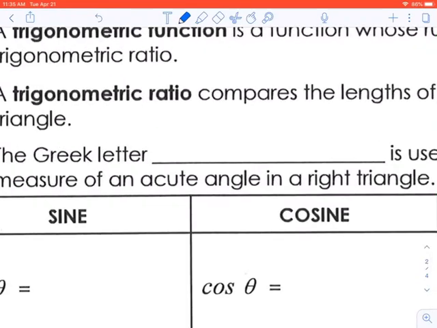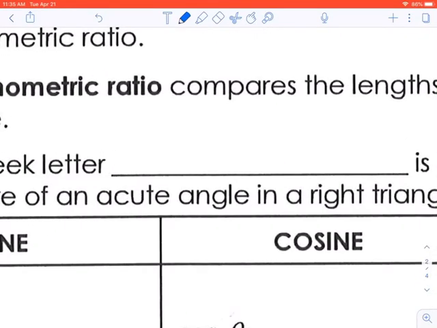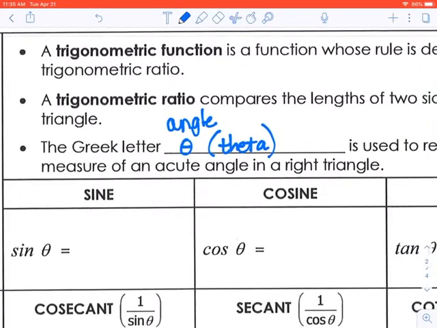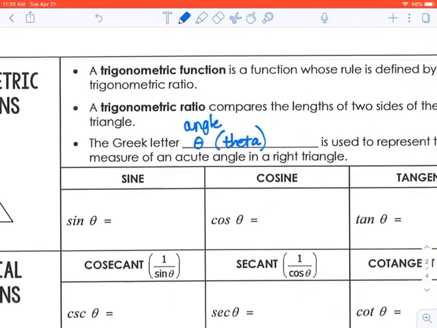We are going to be using the Greek letter theta. It's a circle with like a line through it. It's called theta. So you will see that. This is going to represent the angle. Okay? So whenever you see theta, you're going to represent an angle. 30 degrees, 22 degrees, 70 degrees. Okay? That's what the angle is going to be.